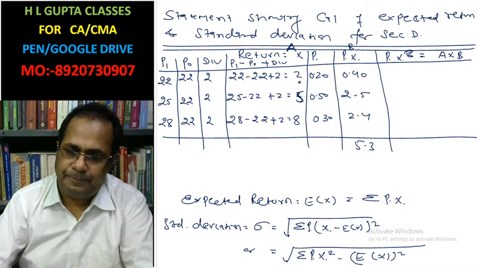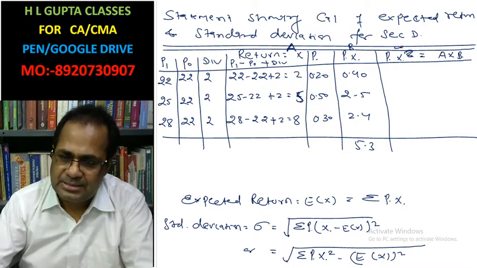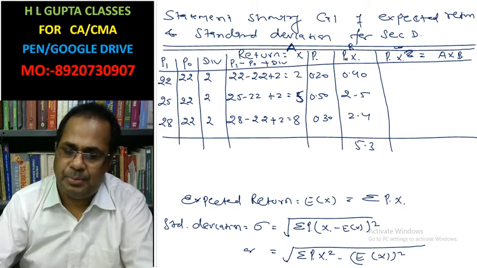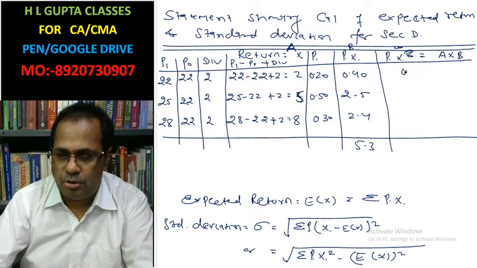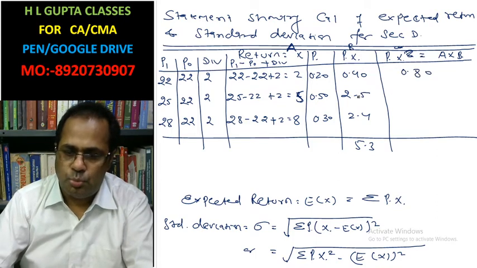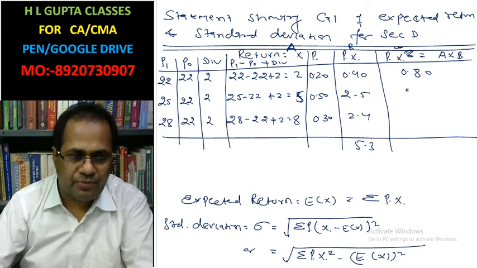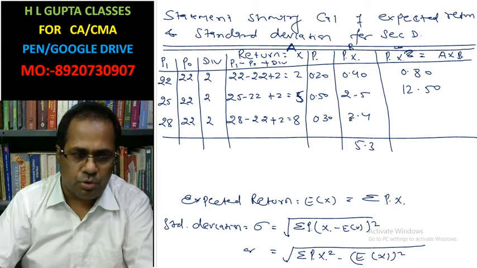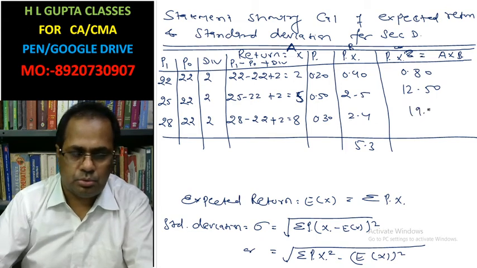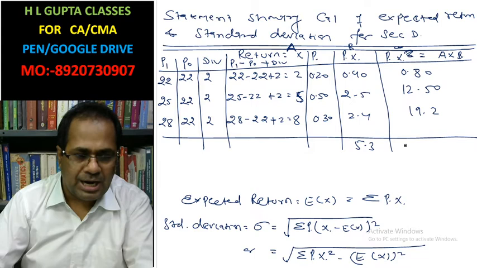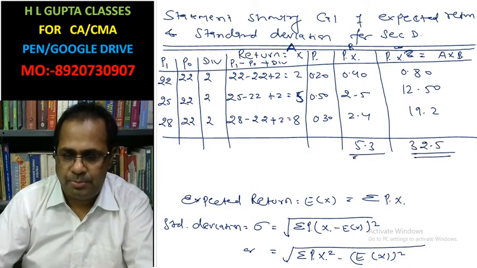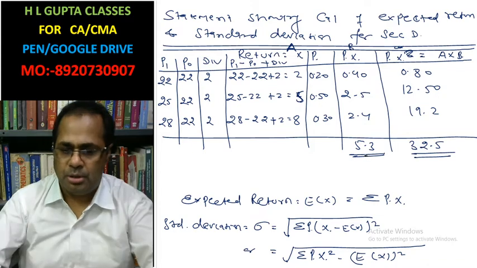Now PIXI. To calculate this, A and B, return and probability, you multiply. Then this becomes 0.80, 2.5 into 5, 12.50, 8 into 2.4, 19.2. After adding this, you will get 32.5. This is 32.5, and this is 5.3. Okay.